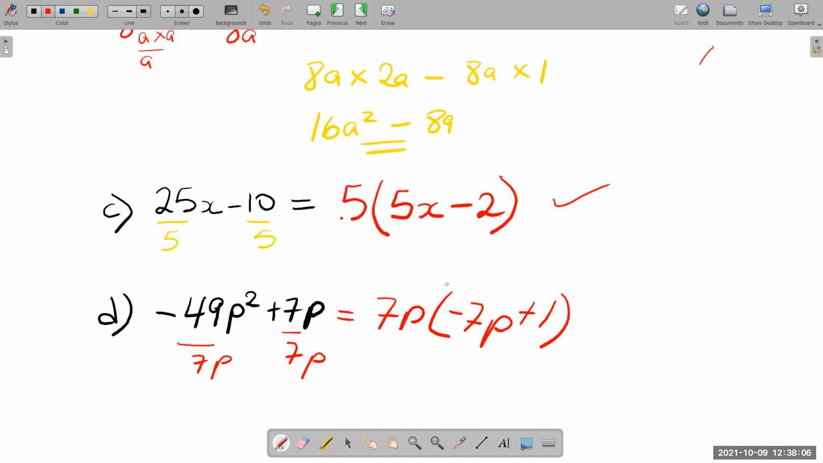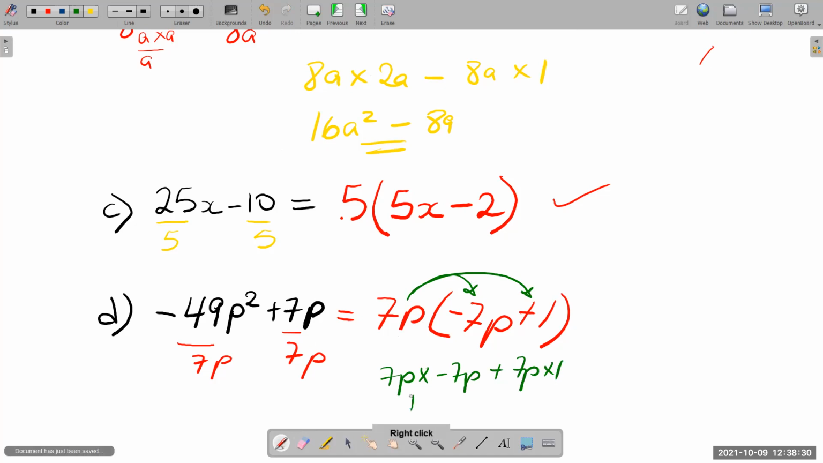Okay, I think we're back on track. All right, so let's get back to it. So we want to back check. I'm going to use a different color to do our back checking. So we know if we multiply these two terms, we should get back our original answer. So 7p times negative 7p plus 7p times 1. Let's see what we get here.